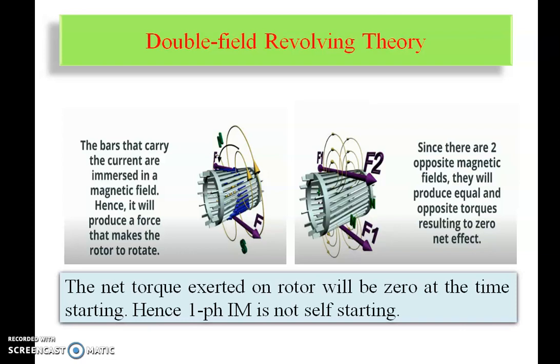Because at this instant the resultant torque is zero. Hence, suppose I am applying the torque by any external means. Obviously, that external torque will be greater than the opposite direction torque, and hence my motor will start to rotate.